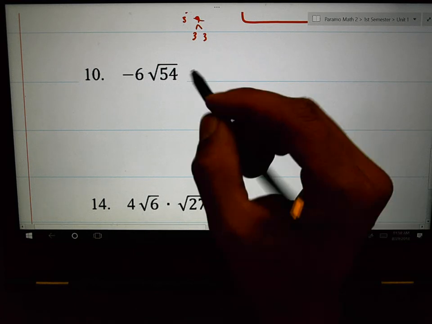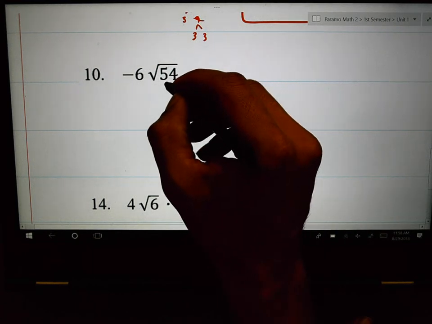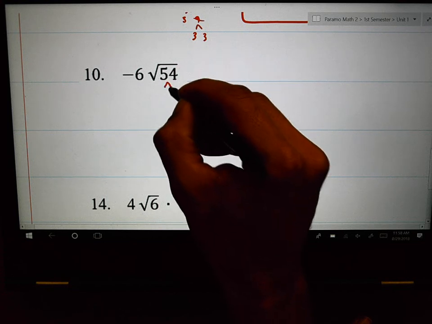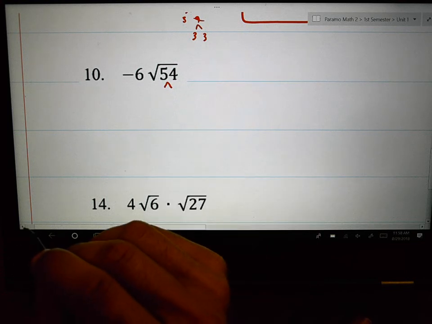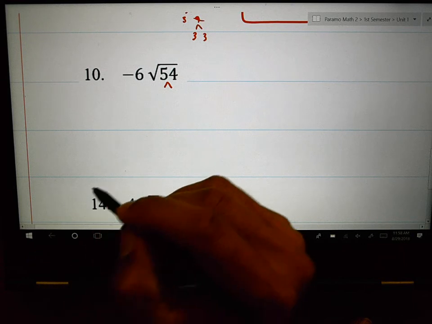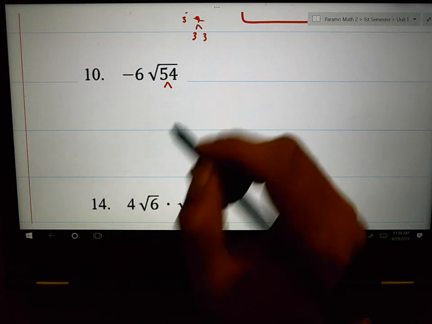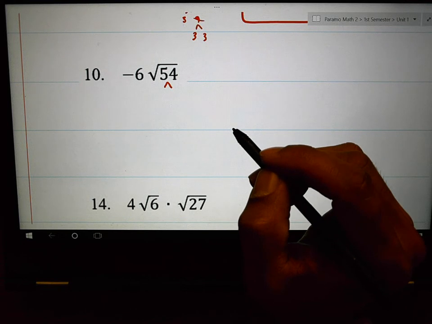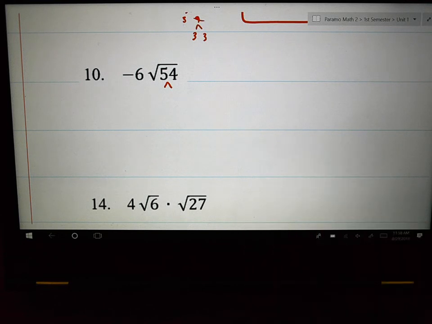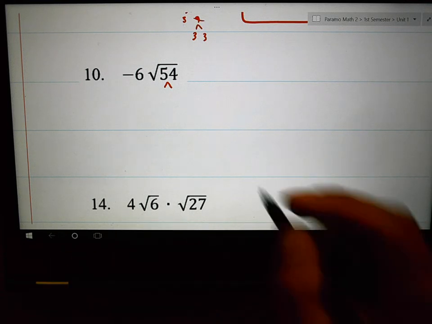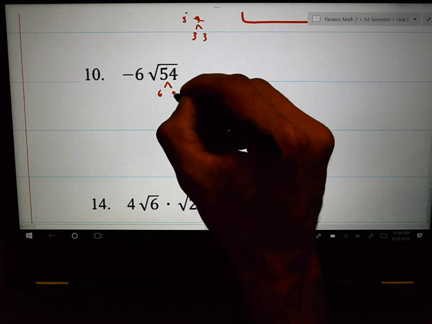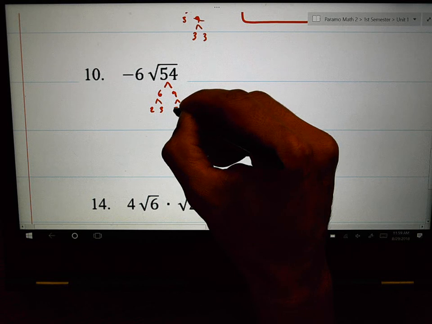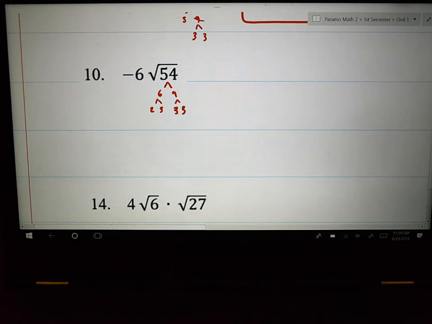So what I'm going to do, just like I did before, is I'm going to look to see if I can break this down. If you don't know what goes into 54, you can always divide it by 2 since it's even. But I think some of you know 54. 6 times 9. If you do that, you can break apart the 6 into 2 and 3. You can break apart the 9 into 3 and 3.